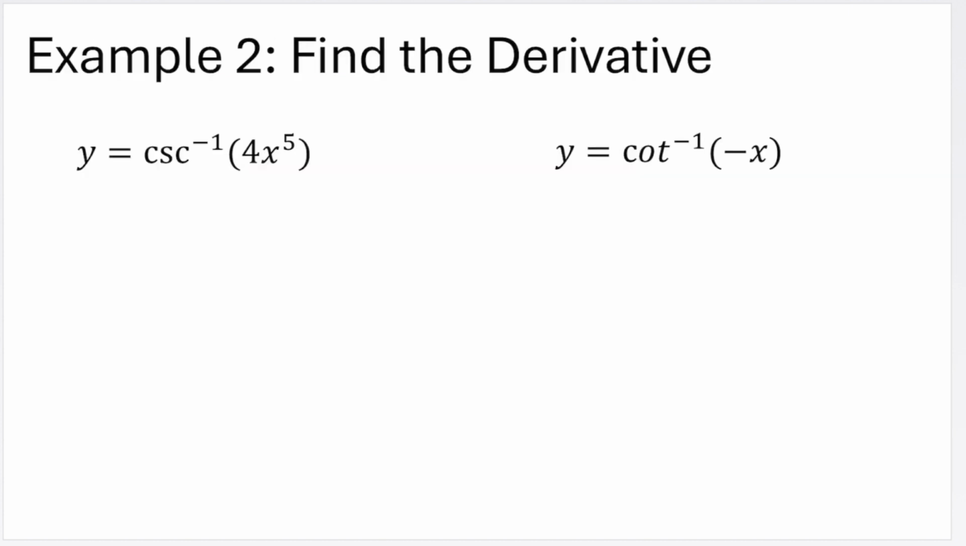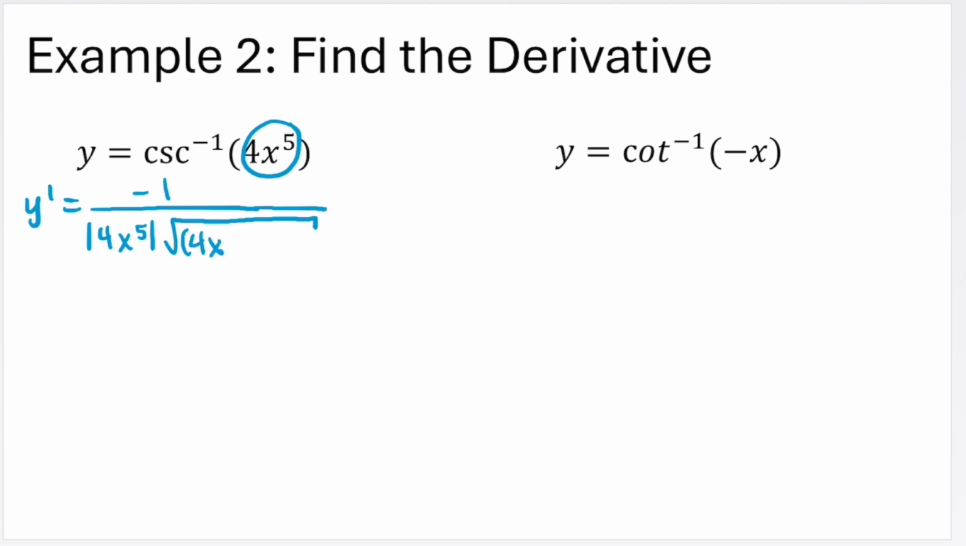All right, so let's go ahead and work on this. So I'm going to start with y prime equals negative 1 is going to be my value on top over the absolute value of the function that's inside, so 4x to the 5th times the square root of that squared, so 4x to the 5th squared minus 1. So there's our function kind of all plugged in. Then we still have to multiply by the derivative of this, which would be 20x to the 4th.